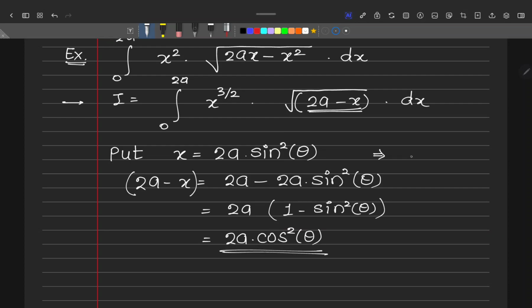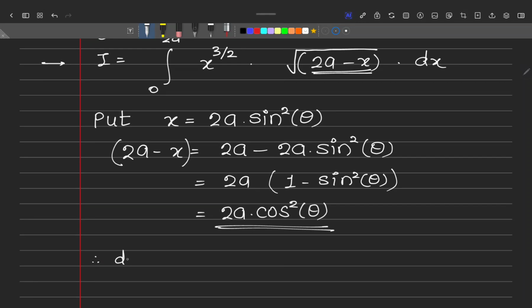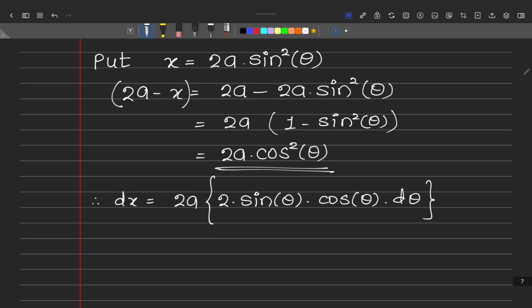And from this term we can find the value of dx. So what will be the value of dx? Let's write that down here. This 2a is a constant, taken outside. The derivative of sine square theta will be 2 times sine theta into the derivative of sine theta, which is cos theta d theta. So this will be the term. If you simplify, we get 4 into a into sine theta cos theta d theta.